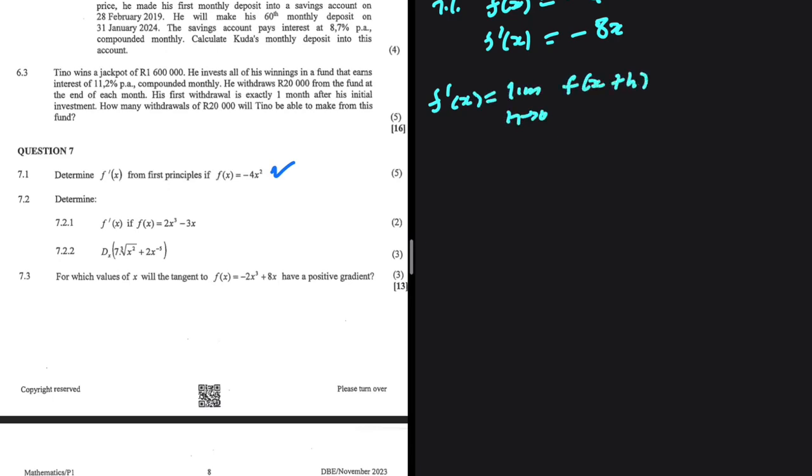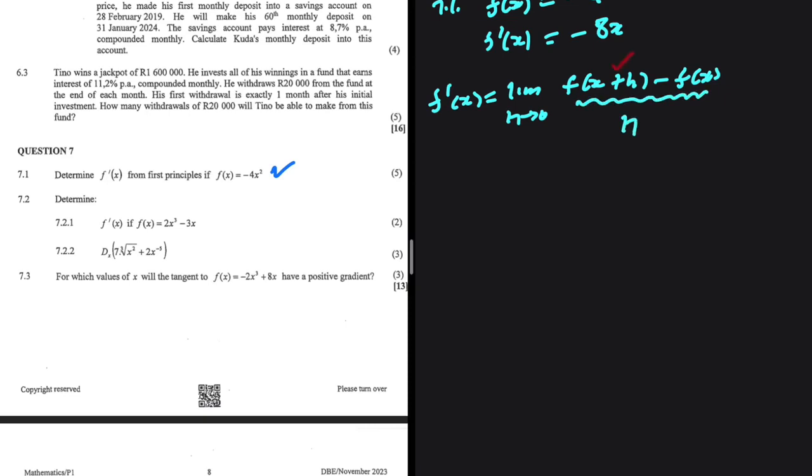Determine f prime of x from first principles. If 7.1, f of x is equals to minus 4x squared. From the power rule, we know fully well that f prime of x should be equals to minus 8x using the power rule. But we're supposed to use first principles. So we're going to have f prime of x being equals to the limit as h tends to 0 of f of x plus h minus f of x, everything divided by h. So let's go ahead and determine f of x plus h separately.